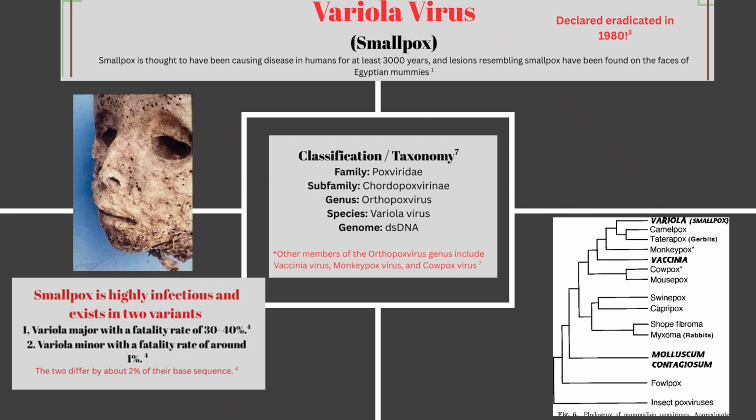Smallpox is highly infectious and exists in two variants. The variola major, with a fatality rate of 30 to 40%, is the focus of the infographics. However, the second, variola minor, with a fatality rate of around 1%, is less fatal and results in a minor fever and minor rash. The two differ by about 2% in their base sequence.